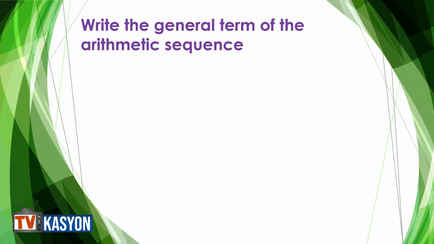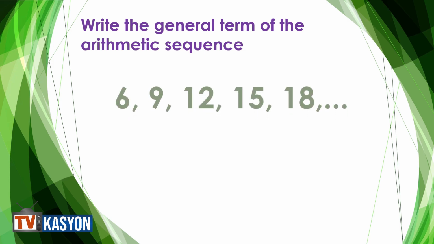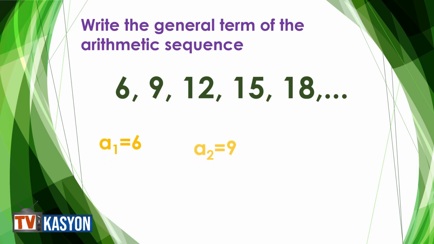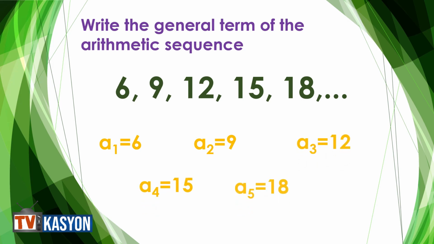For example, write the general term of the arithmetic sequence 6, 9, 12, 15, 18. From the given sequence, we know that a sub 1 equals 6, a sub 2 equals 9, a sub 3 equals 12, a sub 4 equals 15, and a sub 5 equals 18. The 3 dots suggests expanding the sequence by generating terms infinitely.